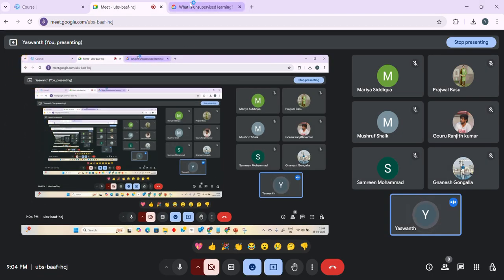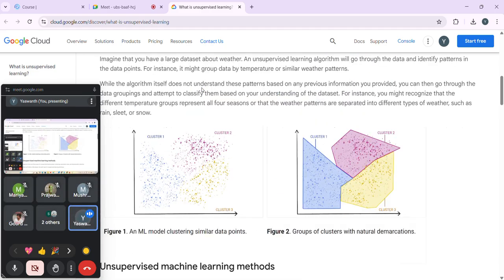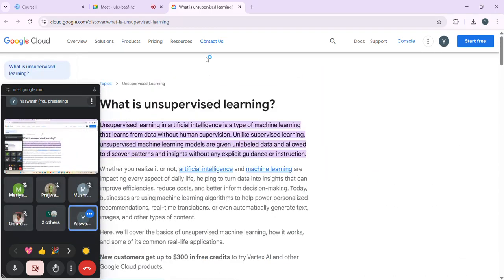Okay. Now we can see the second type of machine learning, which is unsupervised machine learning. Okay, unsupervised machine learning.